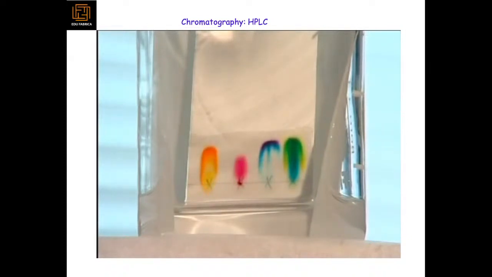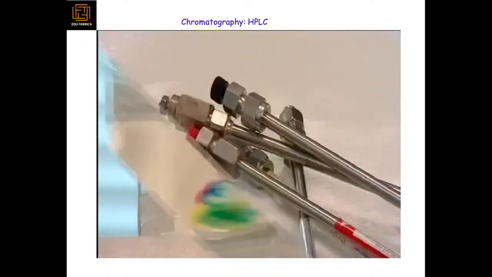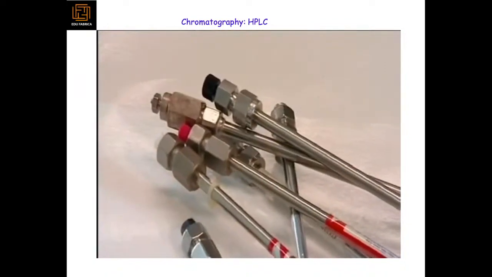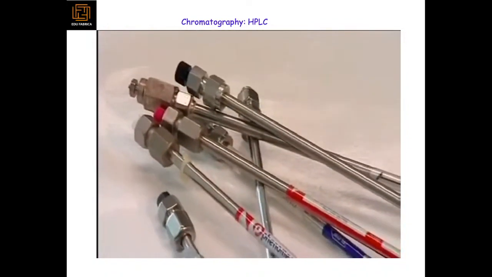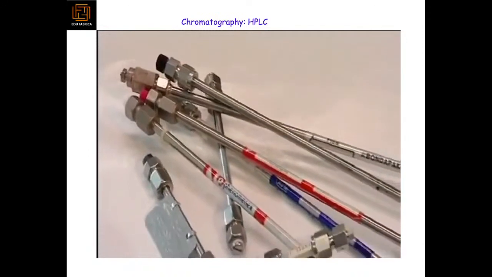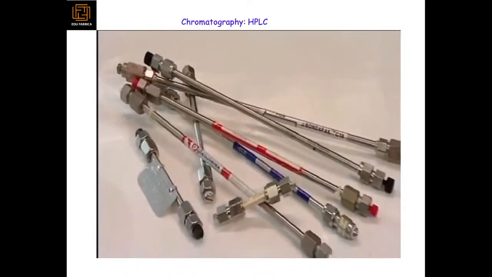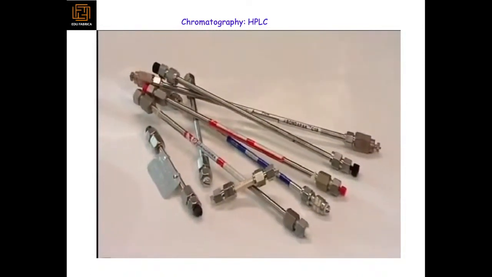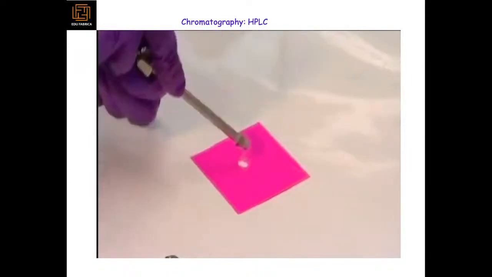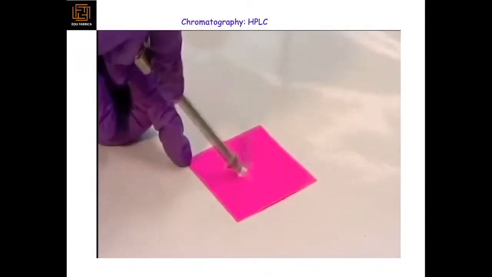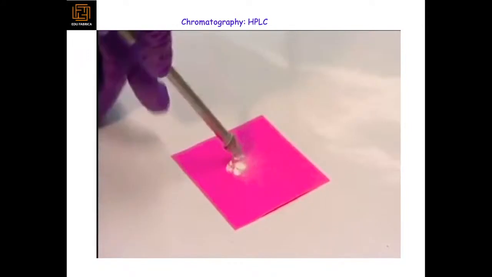For example, if the mobile phase is more polar than the stationary phase, the more polar components of a mixture will tend to move more quickly than the less polar ones. In HPLC, the stationary phase is a solid packed into a column, like one of these. This particular column contains silica particles to which C8 hydrocarbons are attached, making the stationary phase nonpolar.